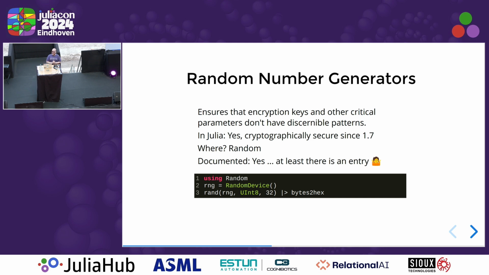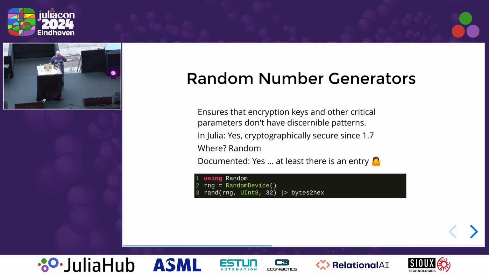Okay, let's start with the good things. Random number generators. Why do we need random number generators for encryption or for protecting stuff? Well, first of all, if you want to protect something, you want to make it devoid of any patterns. That's why you need a random number generator. And as of Julia, I think it was 1.7, now we have a cryptographically secure device that can generate random numbers that you can use. Some people are saying no. Okay, good. At least it's there.